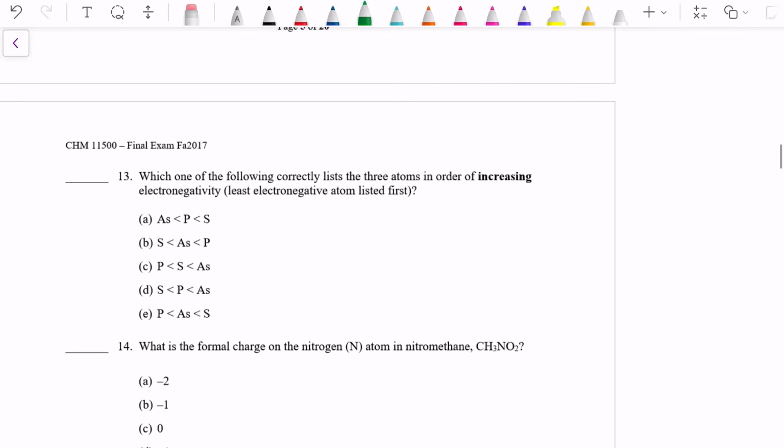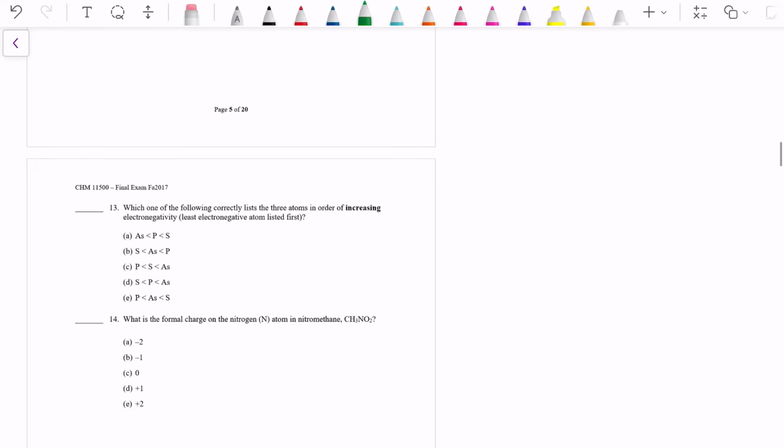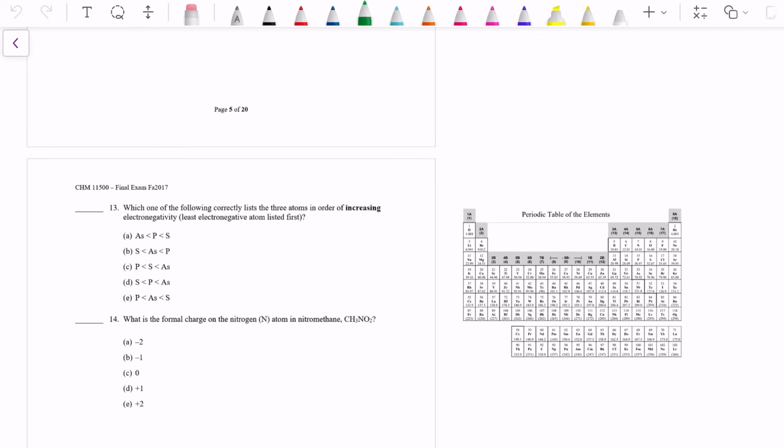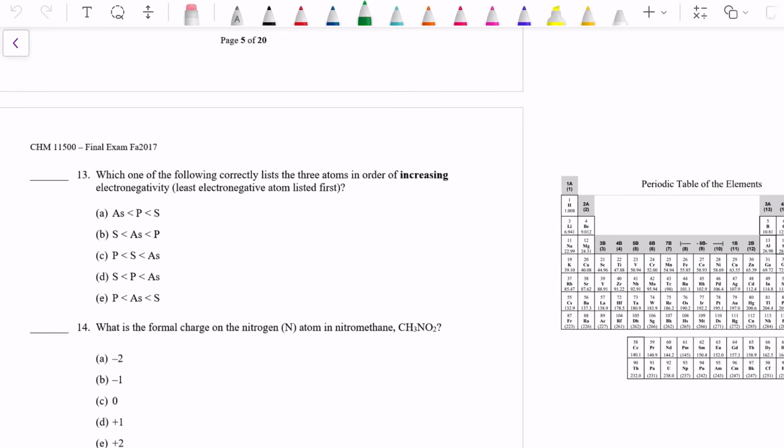Okay. Which one of the following correctly lists the 3 atoms in order of increasing electronegativity? The periodic table is not syncing. Oh, there it is. Okay. 13. Which one of the following correctly lists the 3 atoms in order of increasing electronegativity?